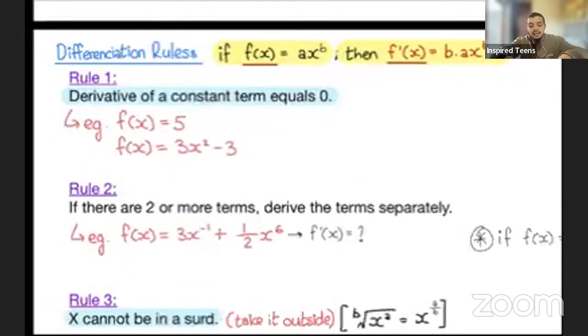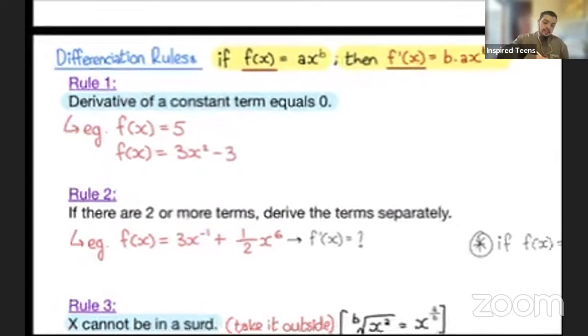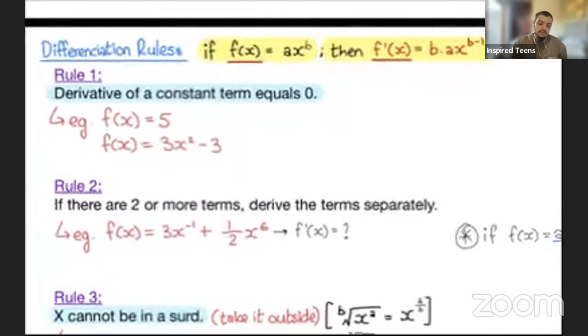So basically, what are the differentiation rules? We differentiate, because we cannot derive every term immediately. There are certain criteria that we need to have for a certain equation in order for us to derive, and if they do not meet that criteria, then we differentiate. You'll see it will make more sense once we learn the rules of differentiation. So rule number 1 says the derivative of a constant term is equal to 0.